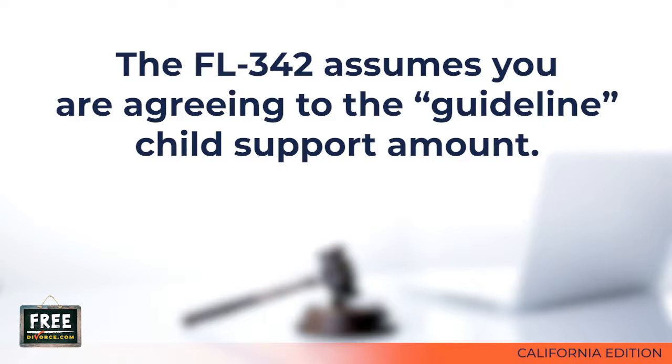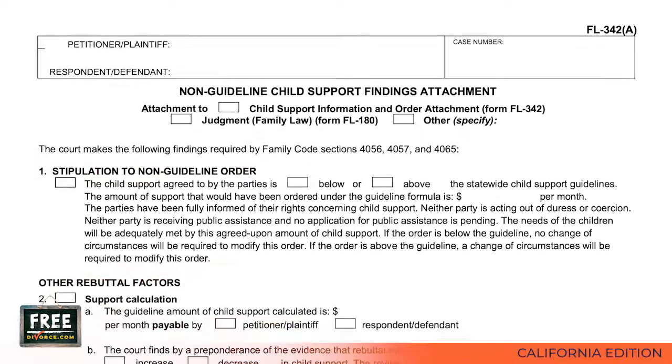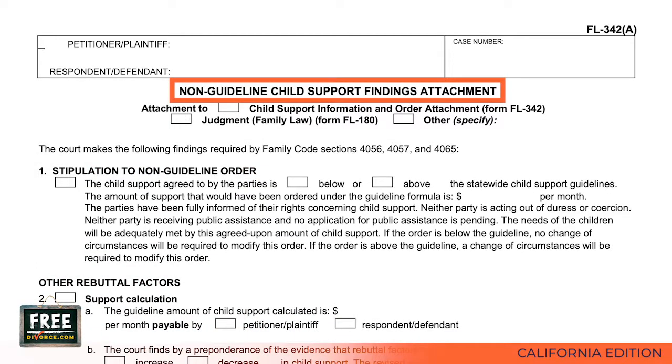You and your spouse can agree to higher or lower amounts of support. However, if you are going to agree to a non-guideline amount, then you will also need to fill out an additional Judicial Council form known as Non-Guideline Child Support Findings Attachment, or FL-342A.